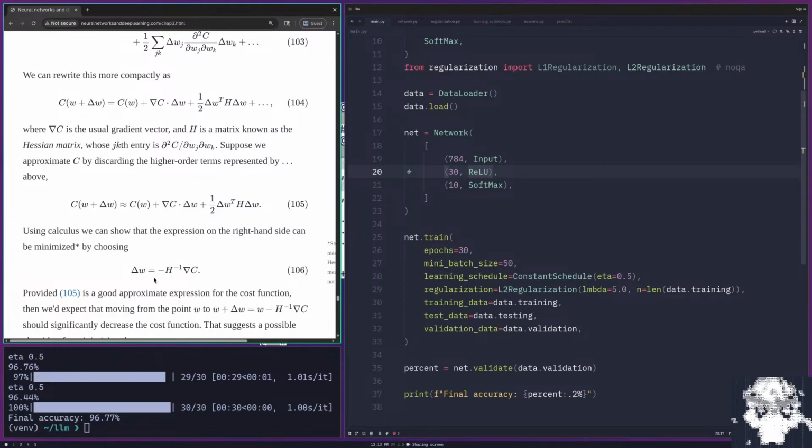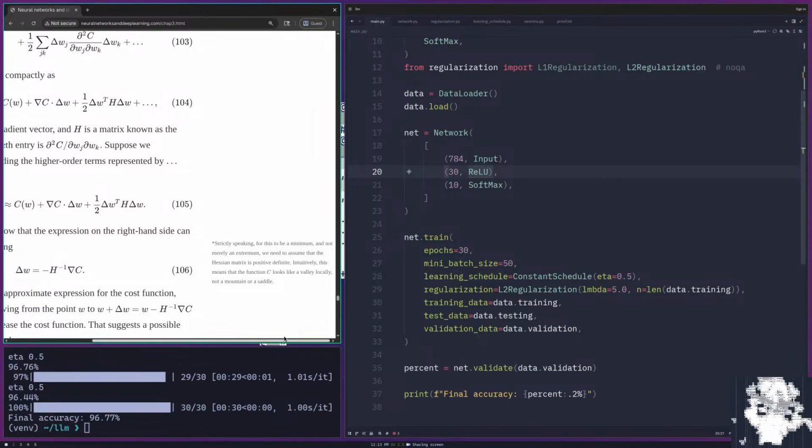Using calculus, we can show that the expression on the right-hand side can be minimized by choosing, and then footnote. Strictly speaking, for this to be a minimum and not merely an extremum, we need to assume that the Hessian matrix is positive definite. Intuitively, this means that the function c looks like a valley locally, not a mountain or a saddle.